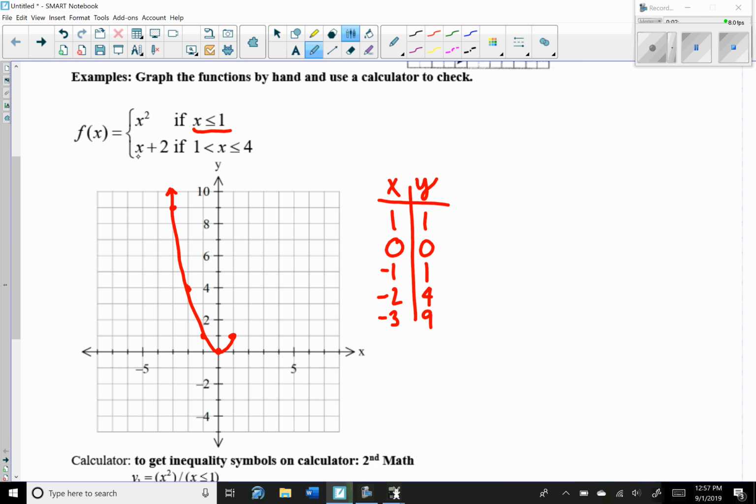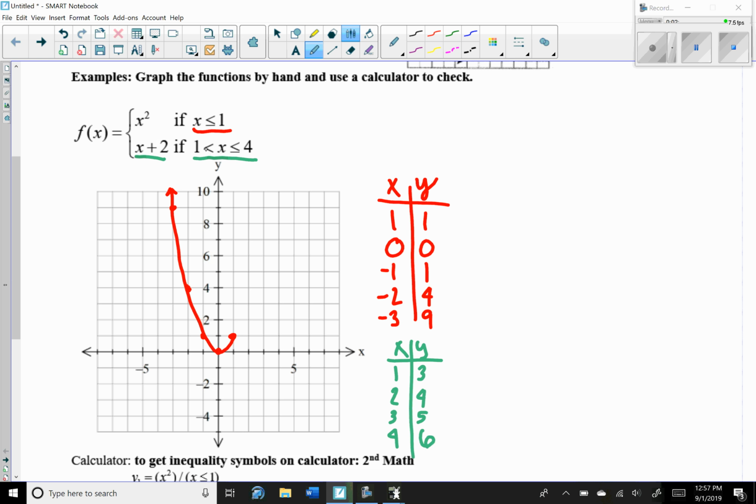So for the next part, our second equation is linear, and we're looking at values in between 1 and 4. So I'm going to make, again, another xy table. And we're going to start with our first transition point of 1. So if I plug 1 into the function, 1 plus 2 is 3. If I plug in then 2, because again we want values that are above 1 but below 4, 2 would be 4, 3, 5, and my upper transition point, which is the 4, 4 plus 2 is 6.